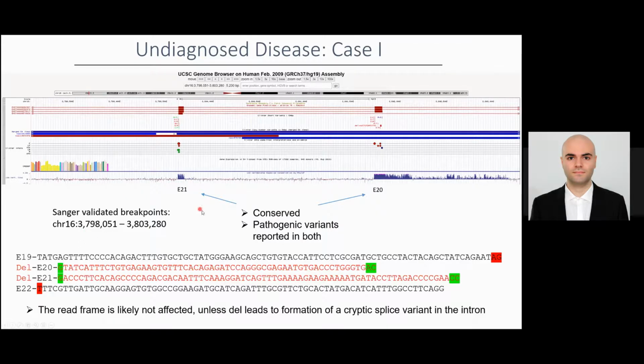What we see is that both exon 20 and exon 21 are deleted. This does not result in a shift of the reading frame of this transcript, but we identified that ClinVar has reported a number of pathogenic variants in both of these exons. So we think that this is the likely diagnosis for this case.